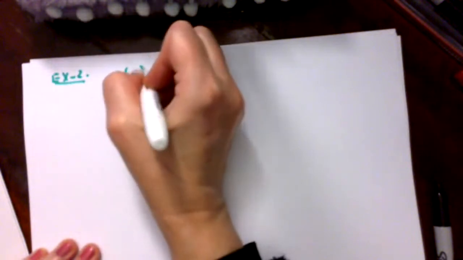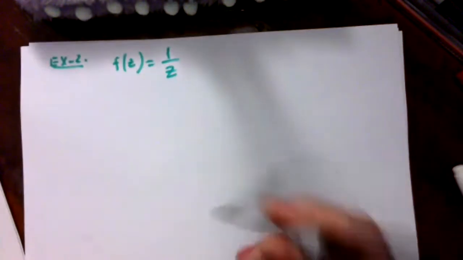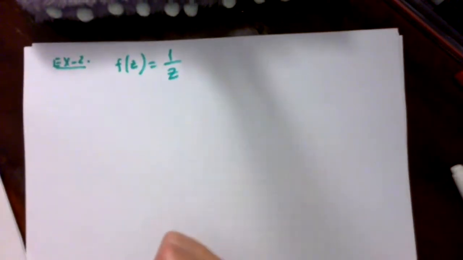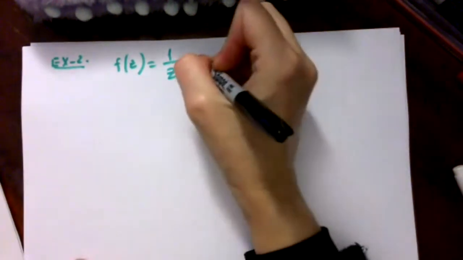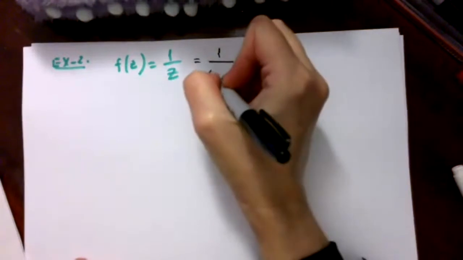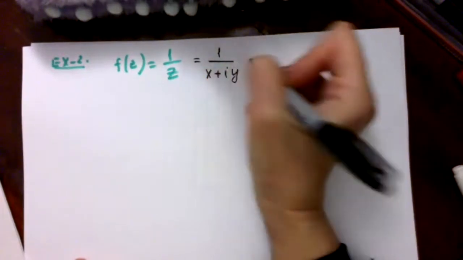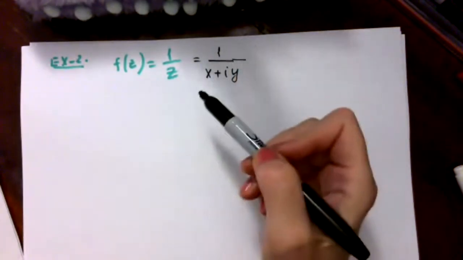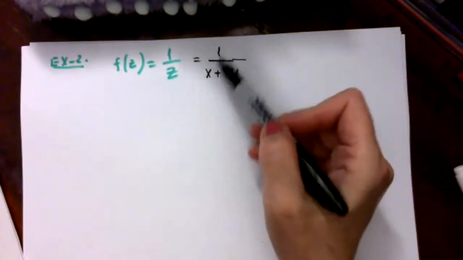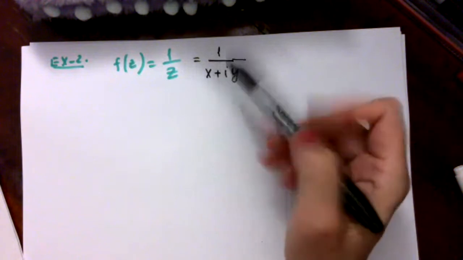Let's do one more example. Example 2 will be f of z equal to 1 divided by z. Our task is the same: to find u and v, the real and imaginary parts of this function. Our first move is always to plug in the expression x plus iy instead of z. And now you see that you need to do a division: 1 gets divided by x plus iy. We know the trick.